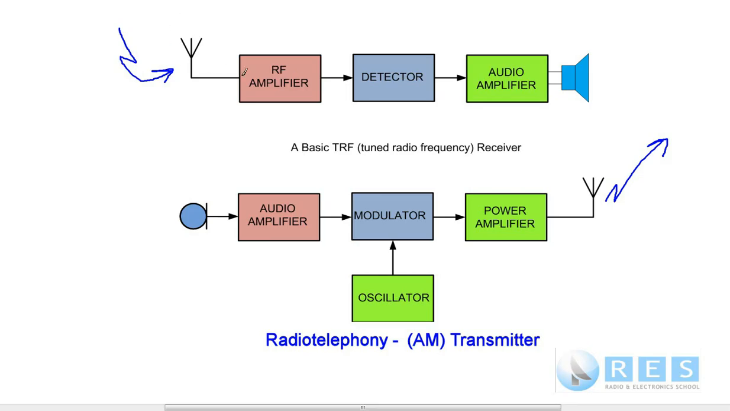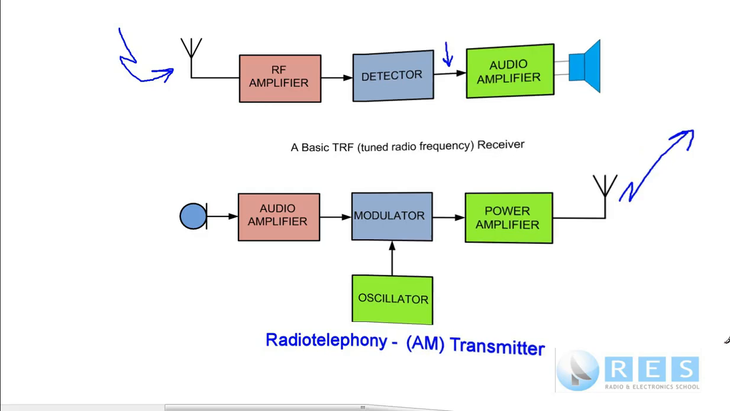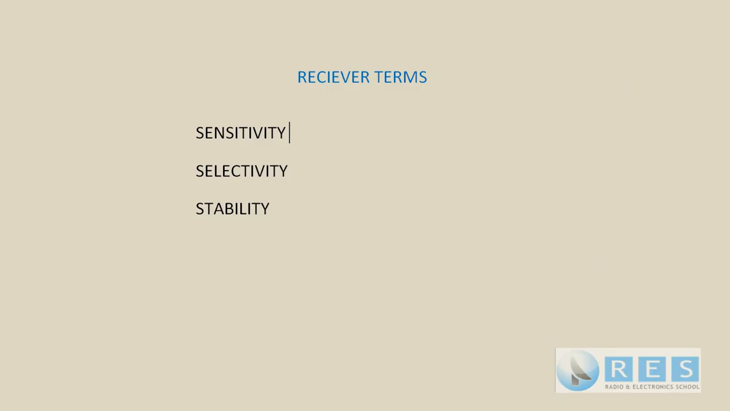So simply, the RF signal comes in, it is amplified, then the RF signal goes into the detector. The detector removes the audio from the RF signal that went into the microphone of the transmitter. At this point we've now got audio, so we amplify it with an audio amplifier and we listen to it in a loudspeaker. That's a tuned radio frequency receiver, a TRF receiver, and that's the only one you need to know for your foundation license. You don't need to know any other block diagrams for your foundation.